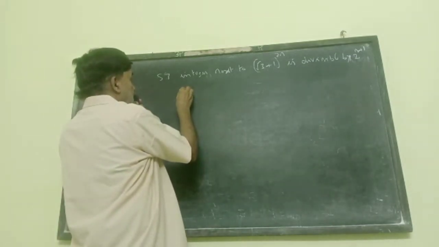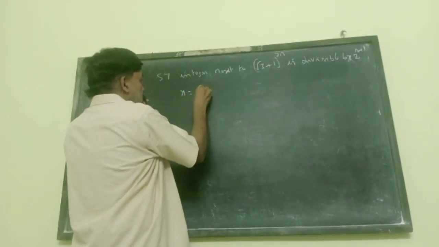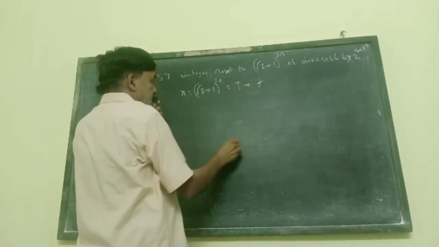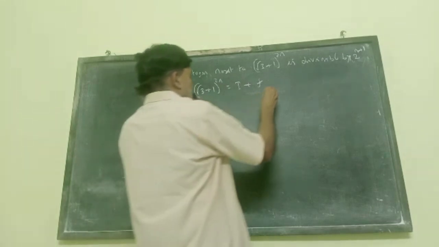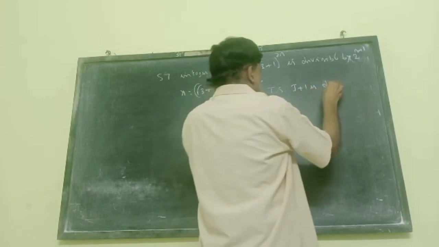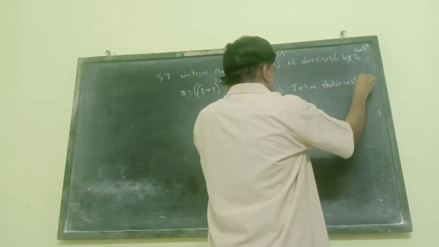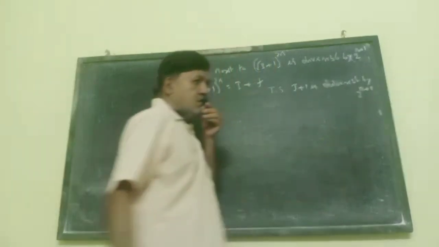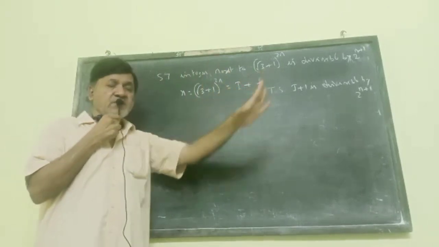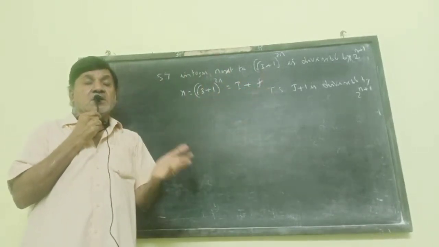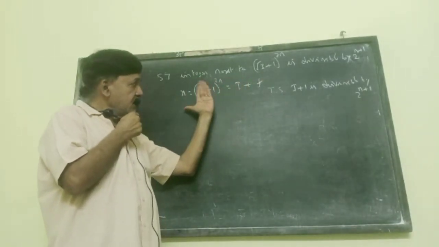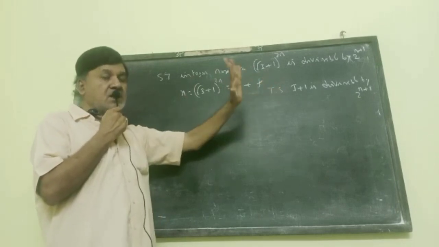You call x is equal to root 3 plus 1 whole power 2n is equal to I plus f, or step x plus f. To show what? I plus 1 is divisible by 2 power n plus 1. Yes, understood? So you can call root 3 plus 1 whole power 2n is equal to I plus f. You have to show that I plus 1, the integer next to this. See, this is the integer part. So I plus 1 is what? The integer next to this. Understood? I is not that.